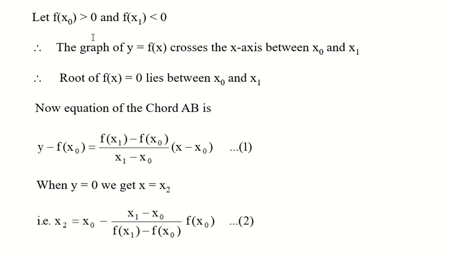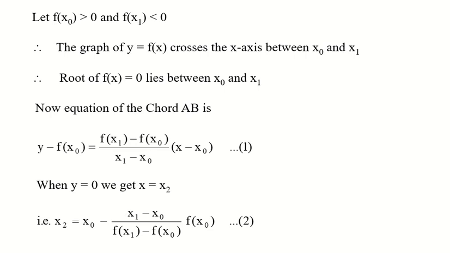Okay, then by using this formula, x2 = x0 − (x1 − x0)/(f(x1) − f(x0)) × f(x0), you find the first approximation x2. Then you find whether f(x2) is greater than 0 or less than 0.